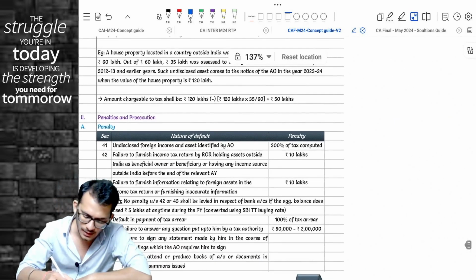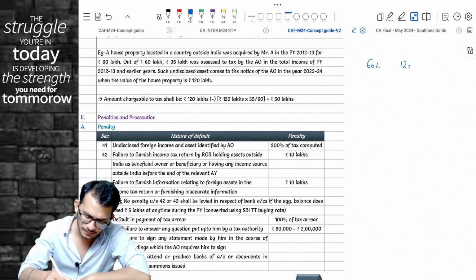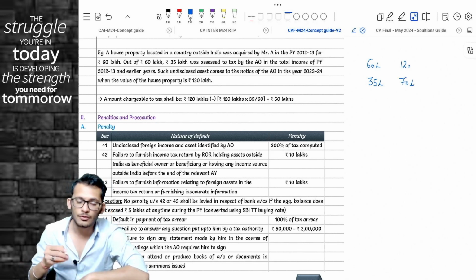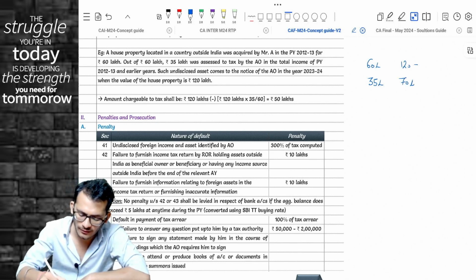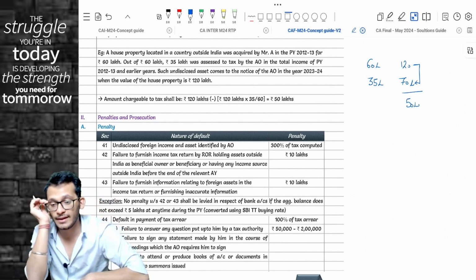How will you do it? You'll come and say, Rahul, if 60 lakhs has become 120 lakhs, how much will 35 lakhs become? It will become 70 lakhs. Yes, now you were supposed to tax 120 lakhs, but out of that 120 lakhs, you will not tax 70 lakhs. Therefore, you will tax only 50 lakhs. Clear?